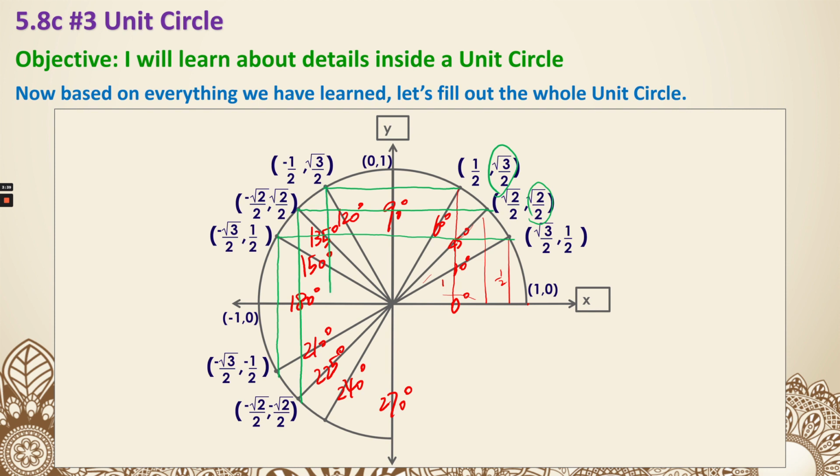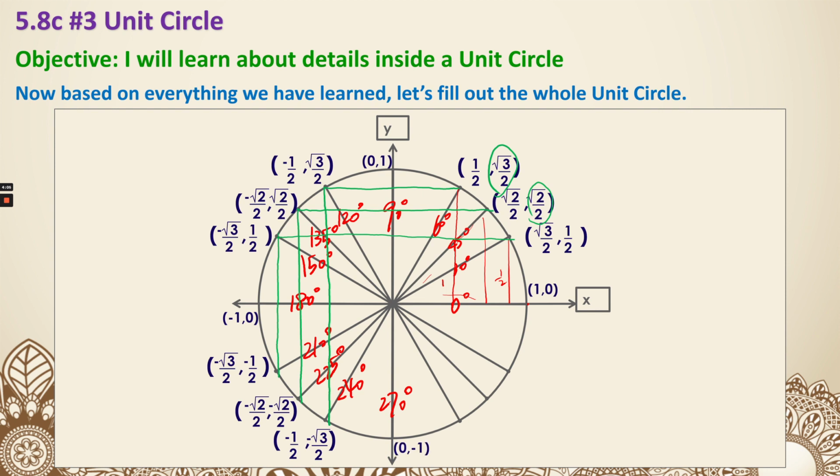Next, 240 is related to the 120 degrees. So that means we're going to keep the x value, but we are going to flip the y value. So that is going to be negative 1/2, negative square root of 3 over 2. Then, of course, we've got the 270, and that is going to be (0, -1).